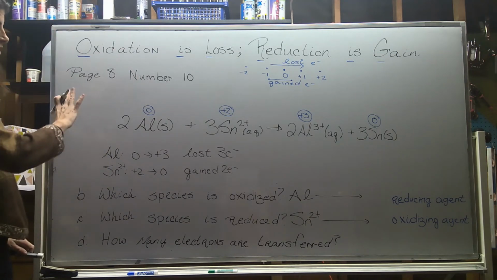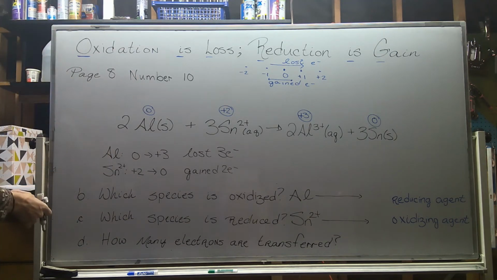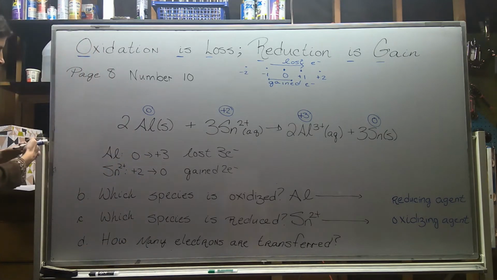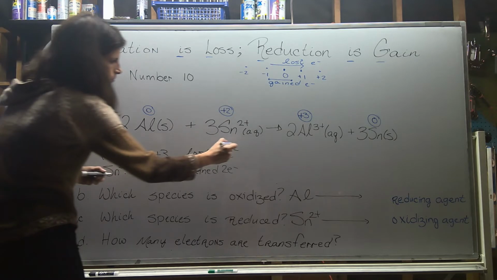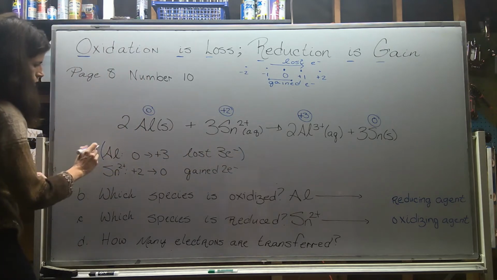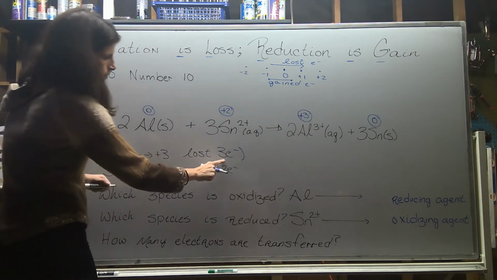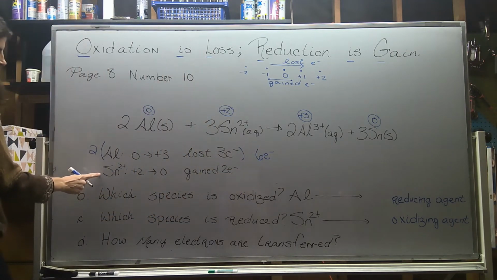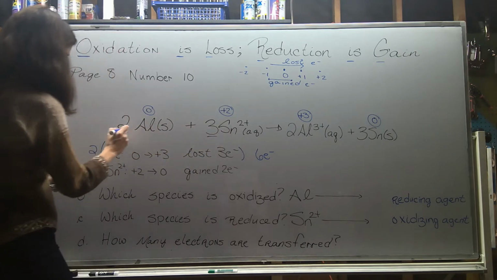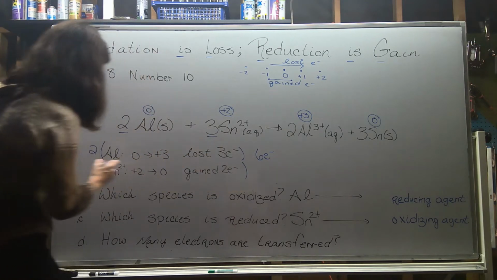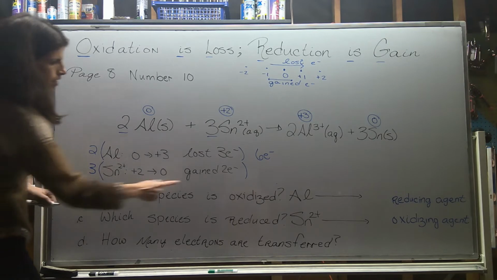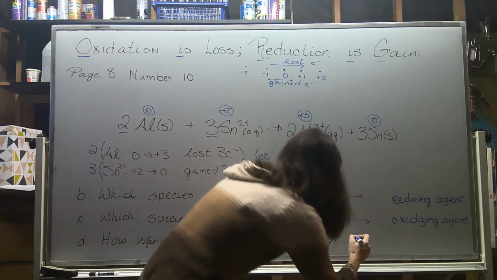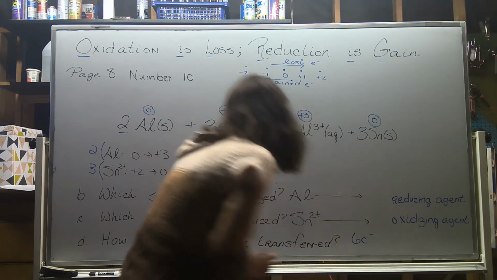Let's just fix the electrons, figure out what's going on with our electrons. So aluminum has a coefficient of 2, and there's just 2 of them. So then I do 2 times 3, and that gives me 6 electrons. Tin has a coefficient of 3, so it's 3 times 2, and that gives me 6 electrons. So 6 electrons are transferred.